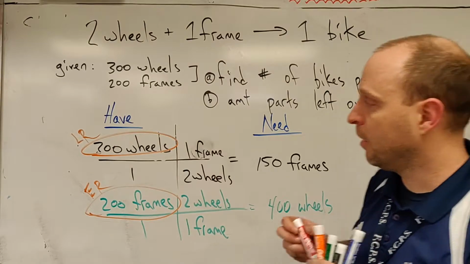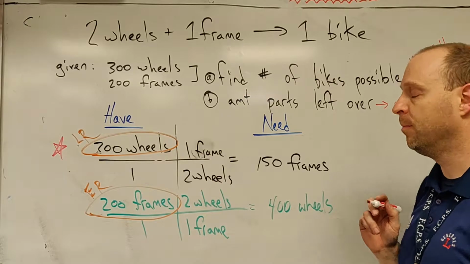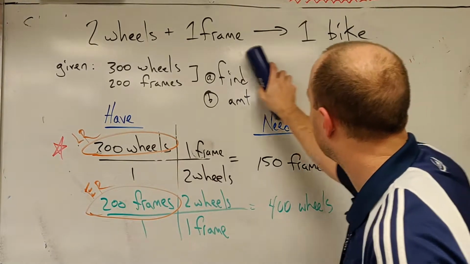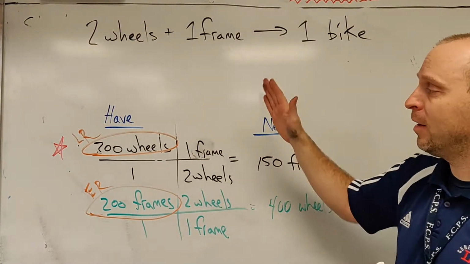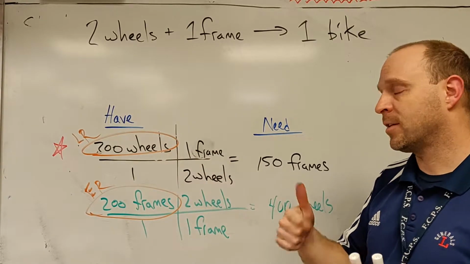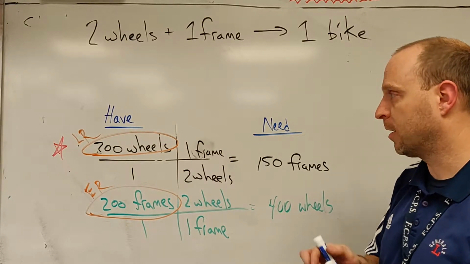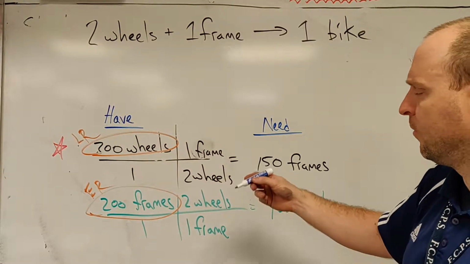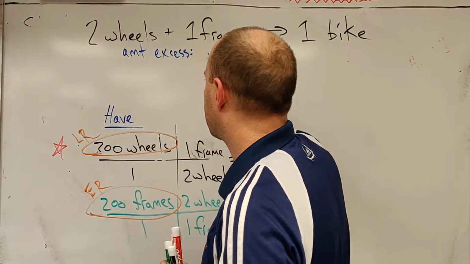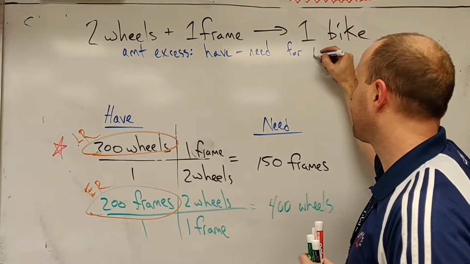The reason this is so important is our limiting reactant is what determines how much product can be made, all right? So I'll make some room here. We have now compared our reactants to each other to find the limiting reactant. Now we're going to get an amount excess and find out, based on our limiting reactant, how much product can be made, how many bikes we can make. So let's get that amount excess very quickly. It's just subtraction.